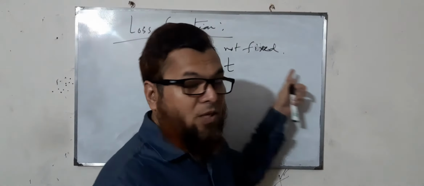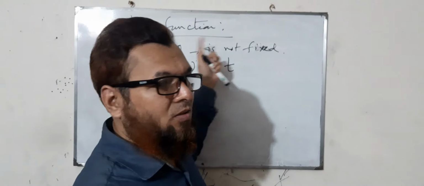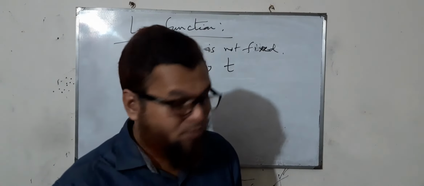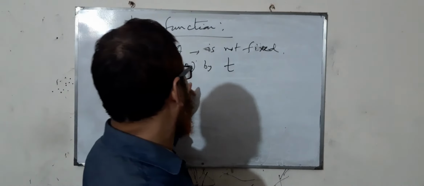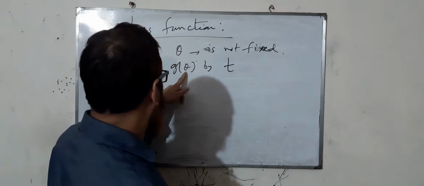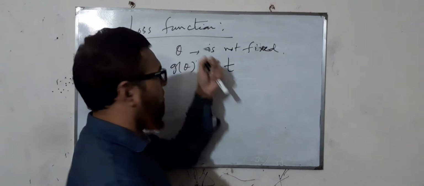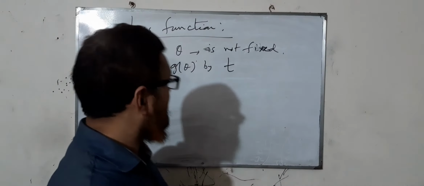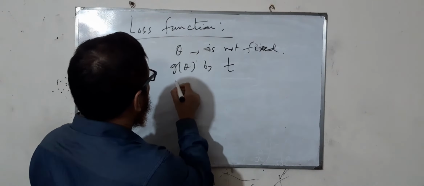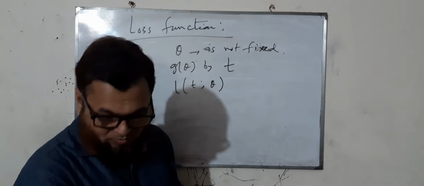In non-classical method of estimation, parameter theta is not fixed. It is a random variable and it has a probability function. If we estimate this parameter by an estimator t, then we lose something. This is called loss function. Generally, it is denoted by L(T, theta).